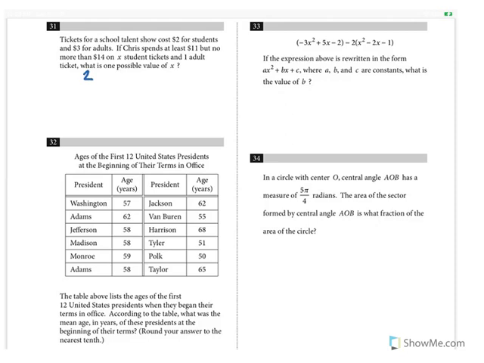So we have $2 times x, and that is plus 3 because he only bought 1 adult ticket. Now we need to interpret this. If he spends at least $11, that means what he spent is greater than or equal to 11, which means 11 is less than or equal to that, but he spent no more than.